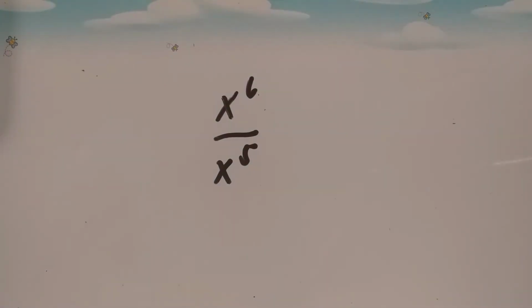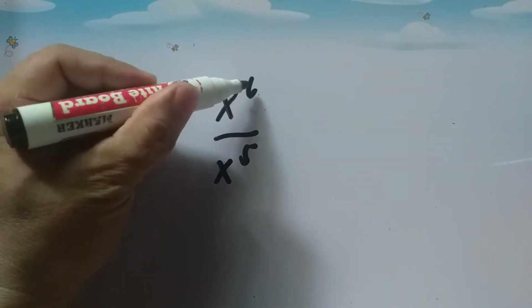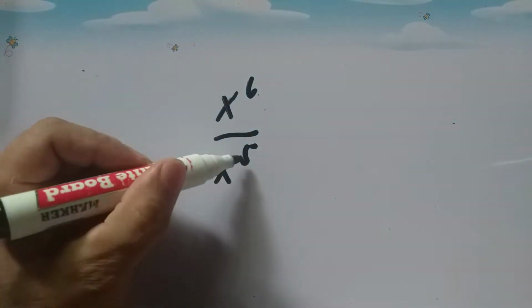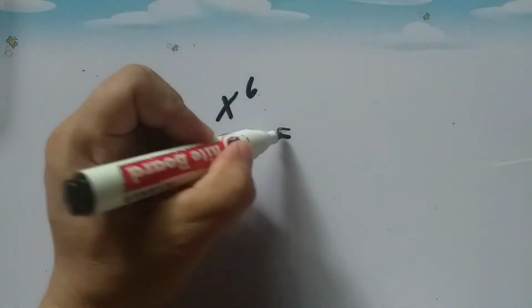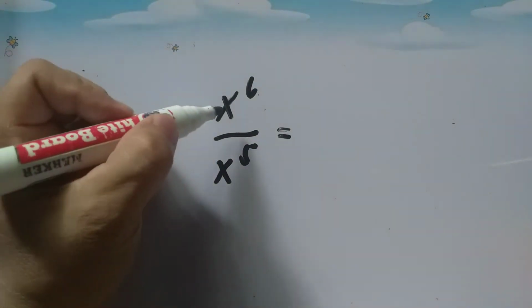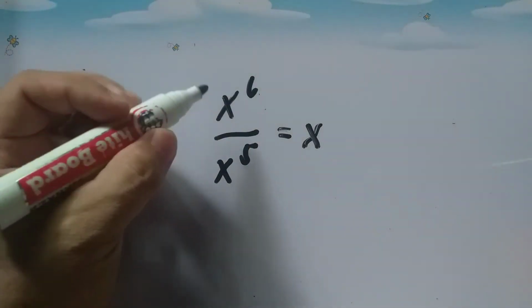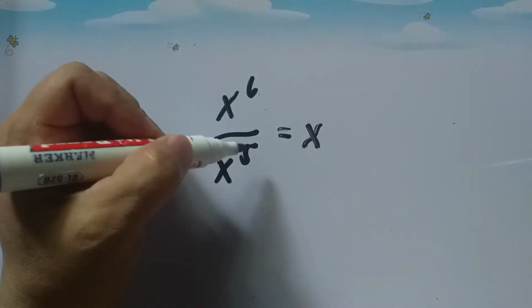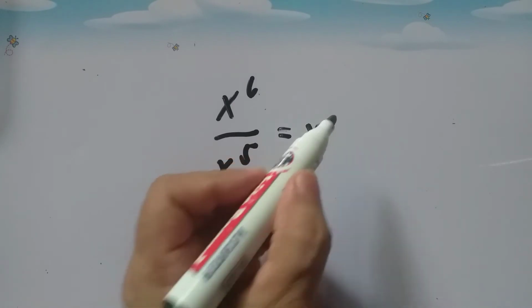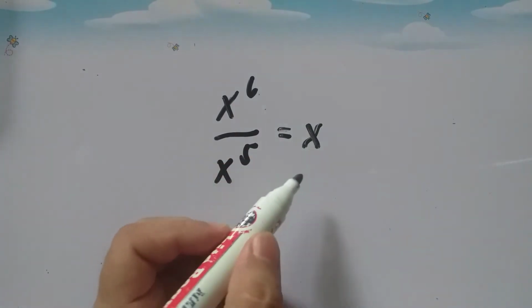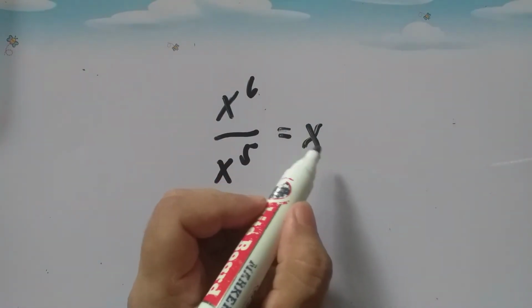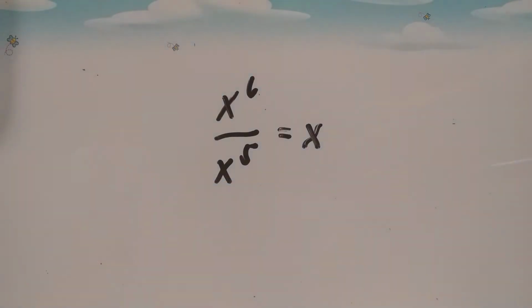Let's have another example. Say x to the 6th divided by x to the 5th. So using the rule, you simply write the base, then subtract the exponents. So 6 minus 5 is 1. But there's no need to write 1 as your exponent. So the answer is simply x.